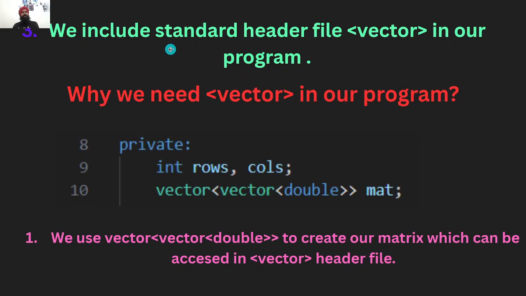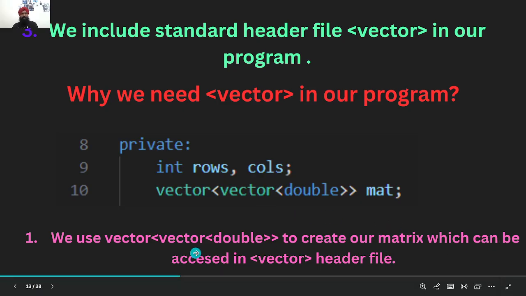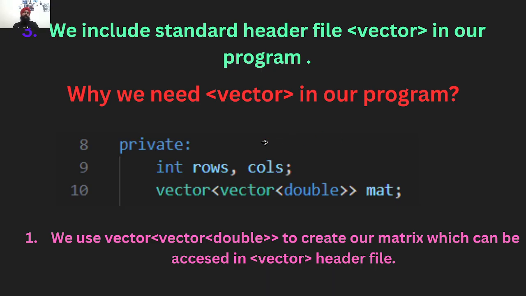The next thing is we include the standard header file vector in our program. Then the question is why we need vector in our program? Because we use a vector of vector, which is called a 2D vector, to create our matrix, which can be accessed in the vector header file. And we can see here. Now, the next question is why we need vector?